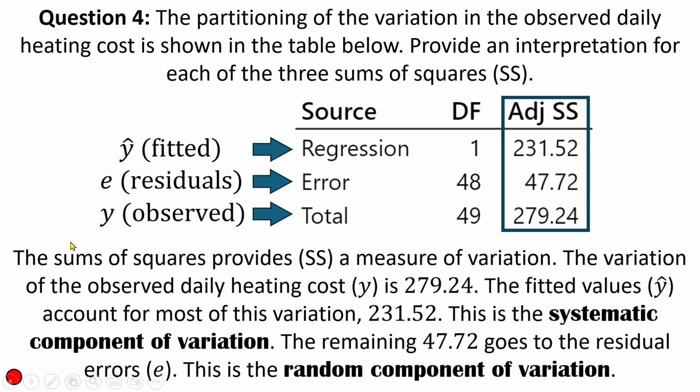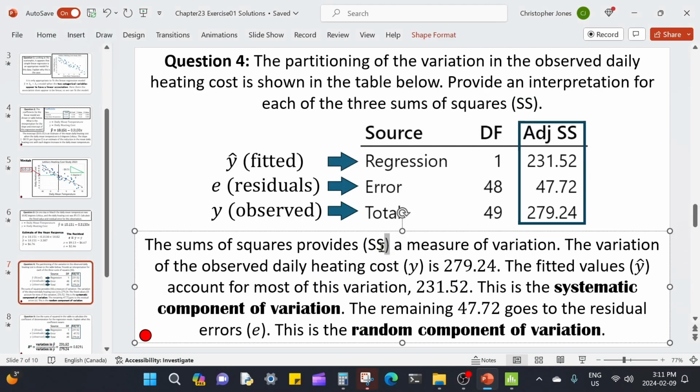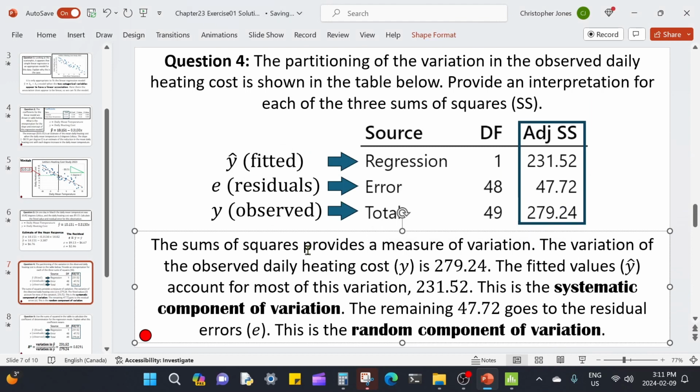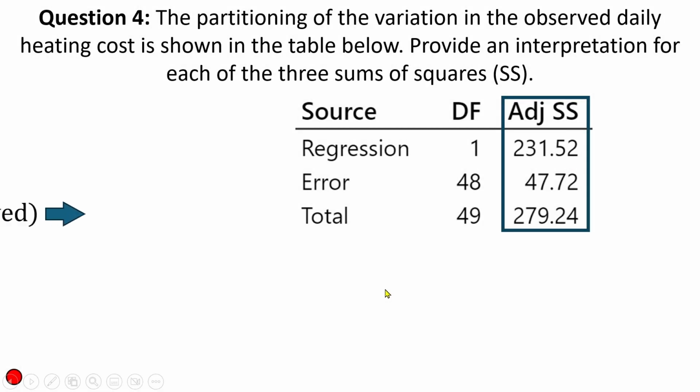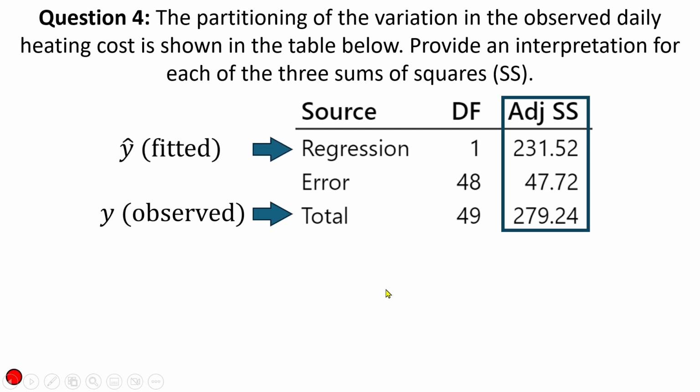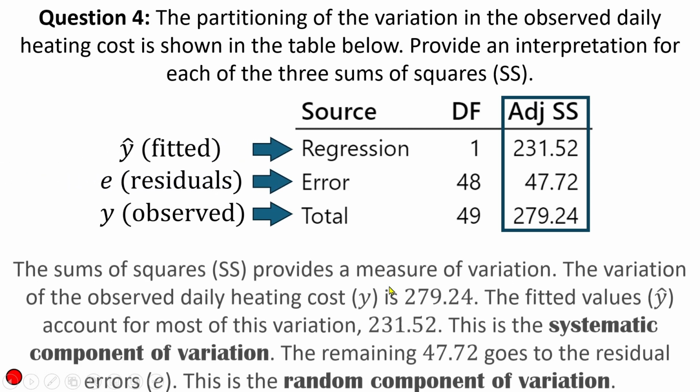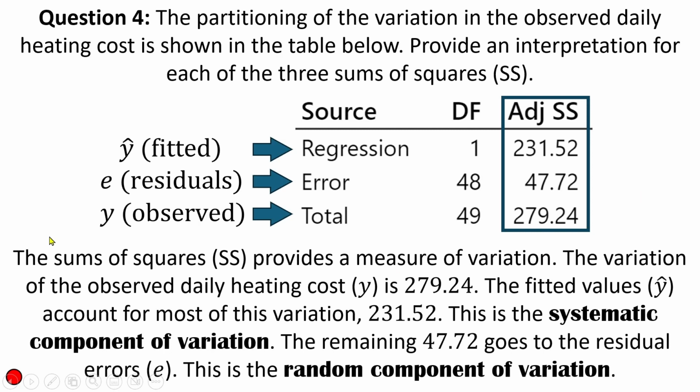Right, so all of this is explained here. It says the sum of squares provides a measure of variation. And I can see I made another little typo, so I'm just going to take that out and put that here. I appreciate your patience with me. I don't want to have to re-record things because of little errors I make, so I'm just going to make the corrections as I go, if you don't mind. Anyway, the sums of squares provides a measure of variation. The variation of the observed daily heating cost, which is the Y value, is this 279.24, this number here.